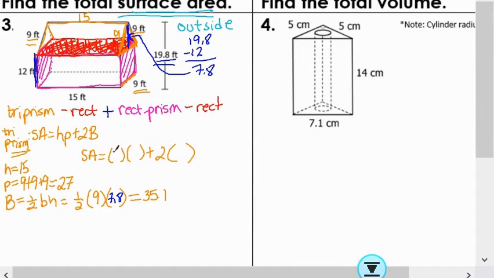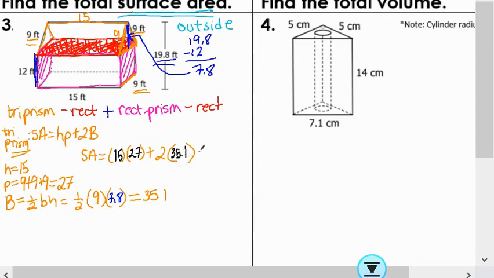We said the height of the prism was 15. We said the perimeter of the base is 27, because it's a triangular base, so the perimeter of that triangle is the perimeter of the base. And then 2 times the area of the base, so 2 times the area of that triangular base, which we said was 35.1.